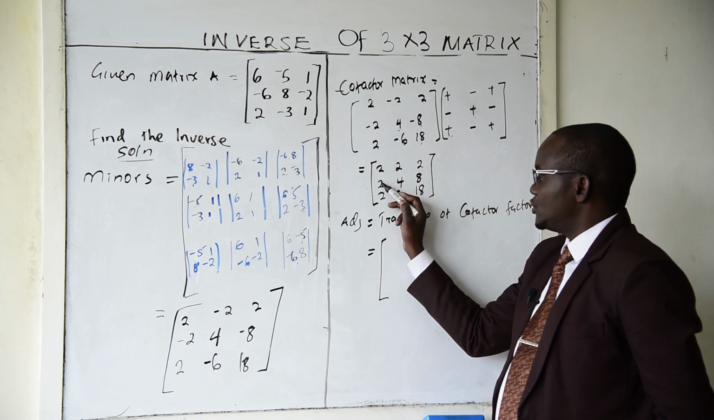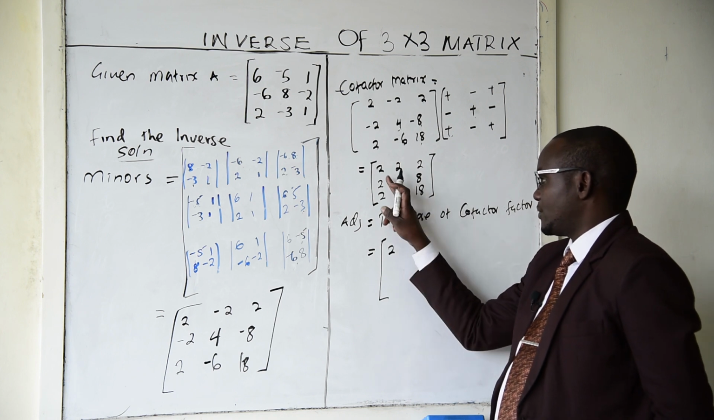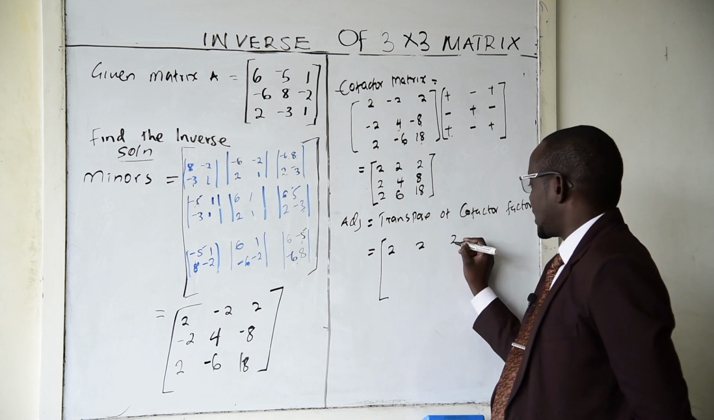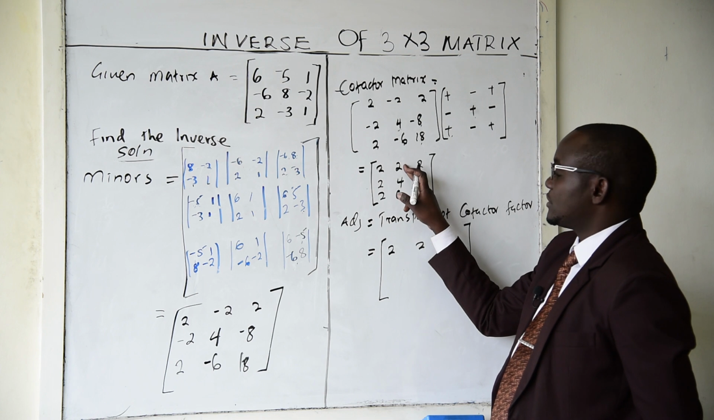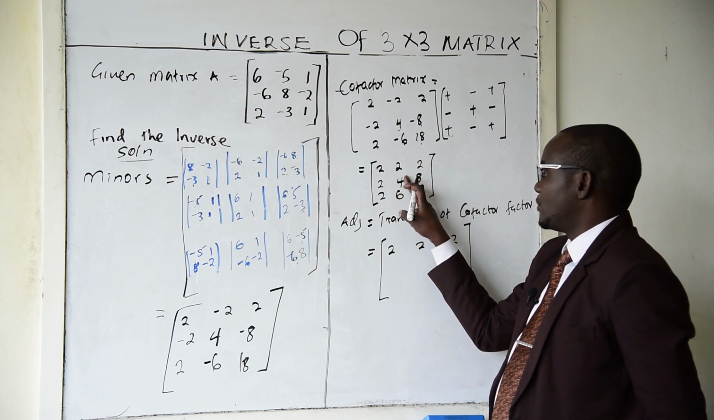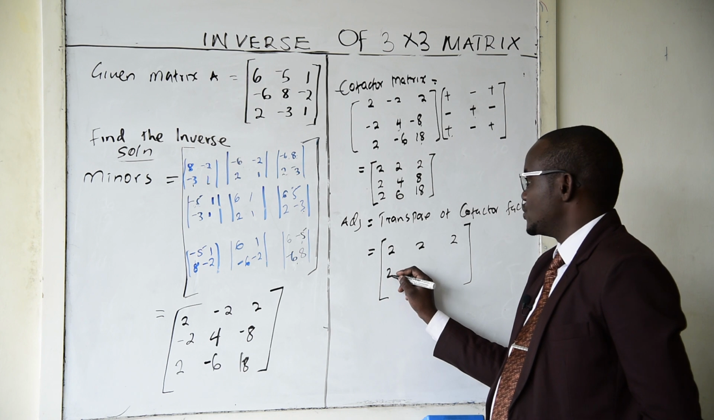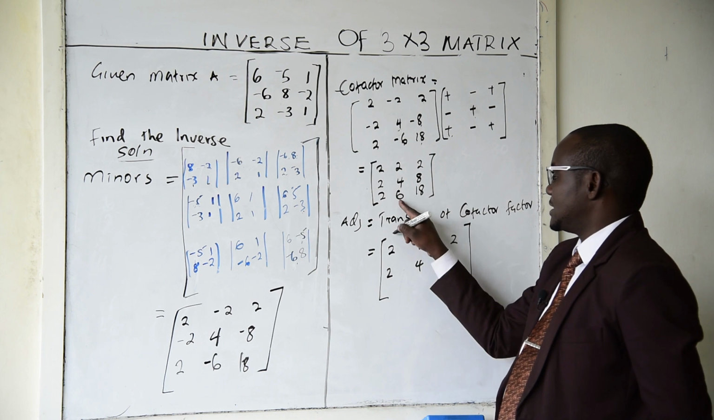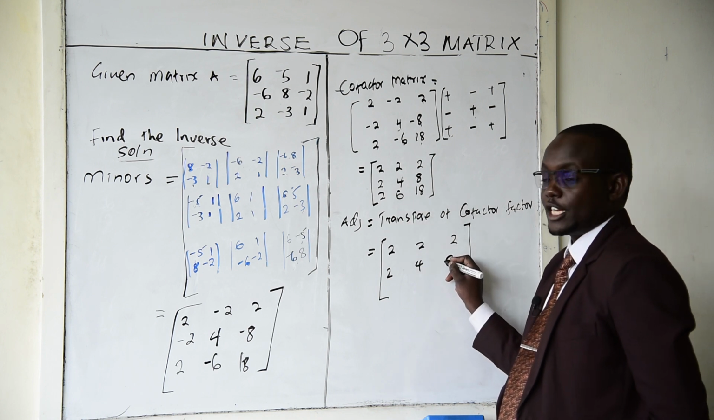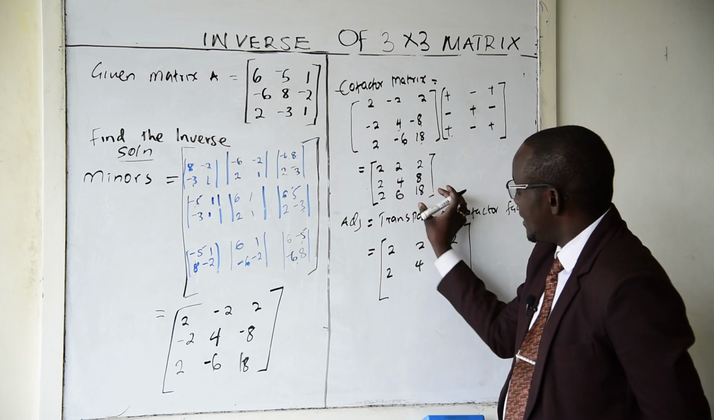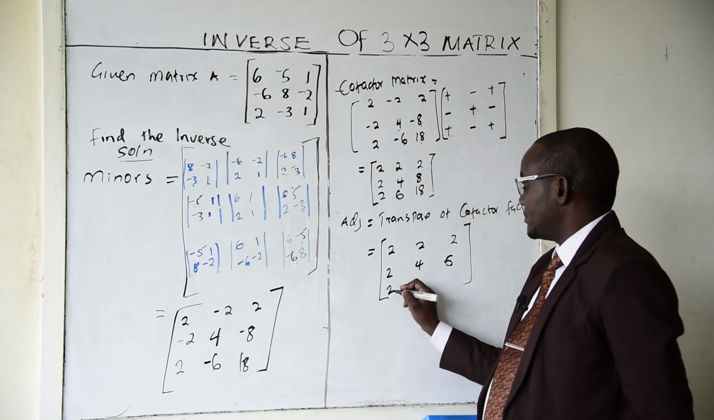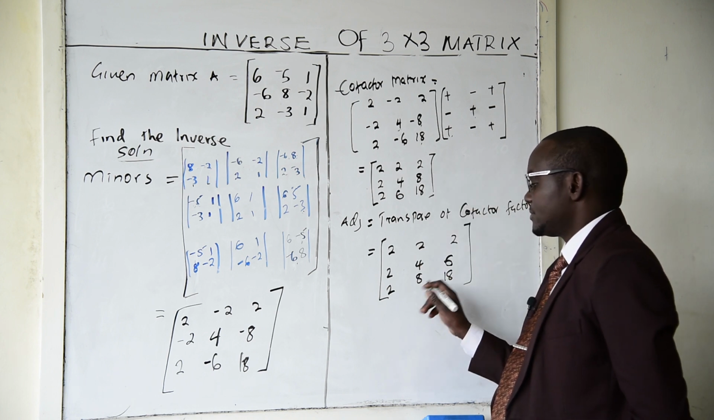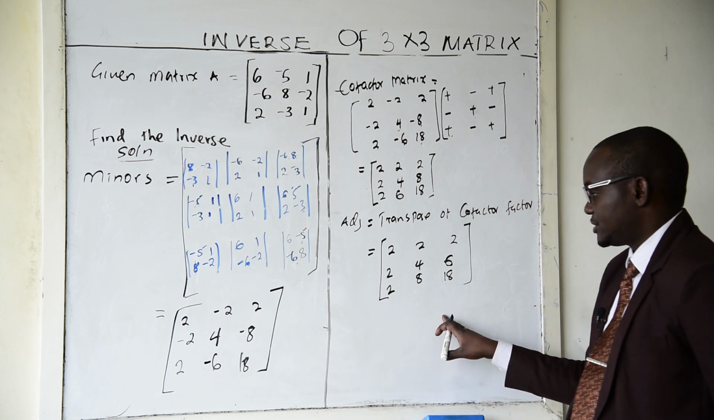The column is 2, 2, 2. So this becomes my row. I go to the second column. We have 2, 4, and 6. So I start with a 2, then 4, and 6 goes to the second row. The third column here now becomes the third row. The third column starts with 2, then we have 8, then we have 18. This is my adjunct matrix.